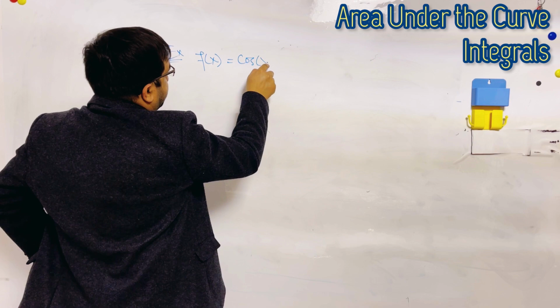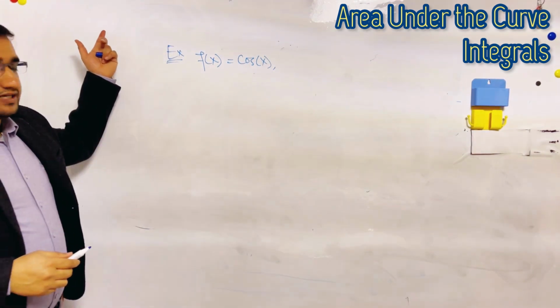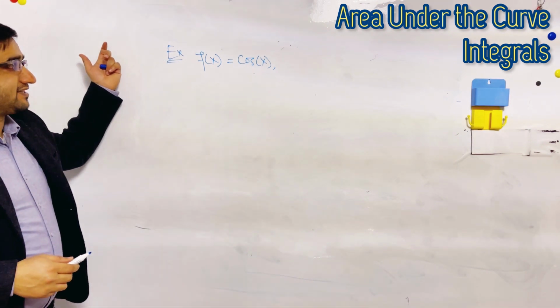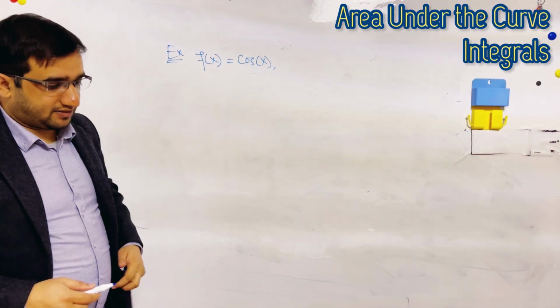y equals cos of x. Now this is the function. The previous function was the parabola y equals x squared. Now y equals cos of x. f of x and y are always the same.